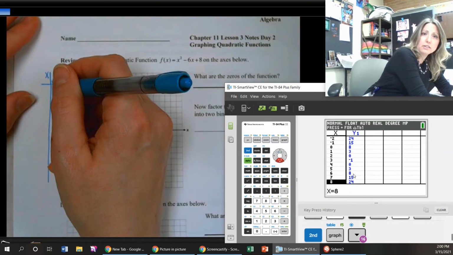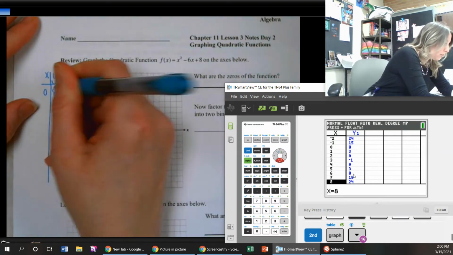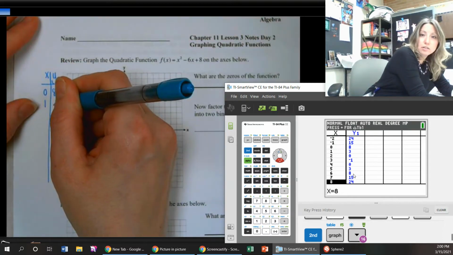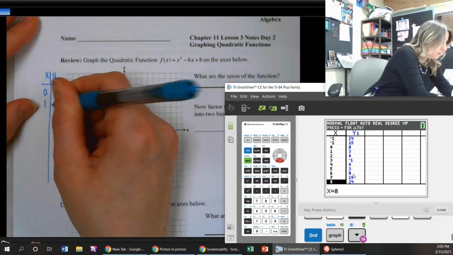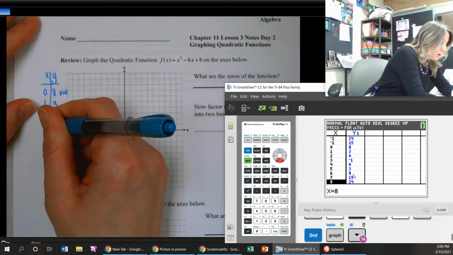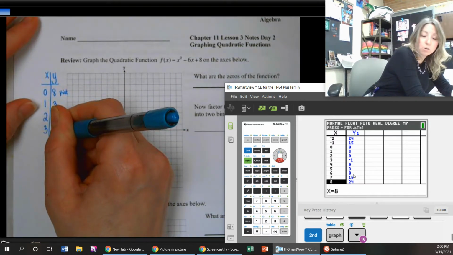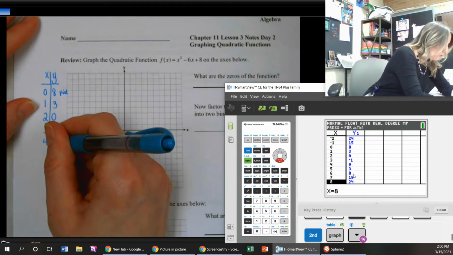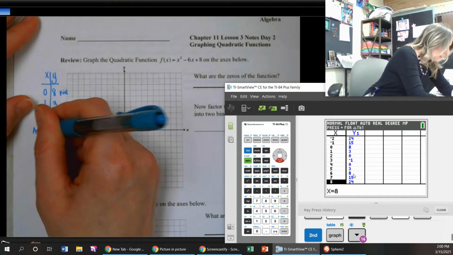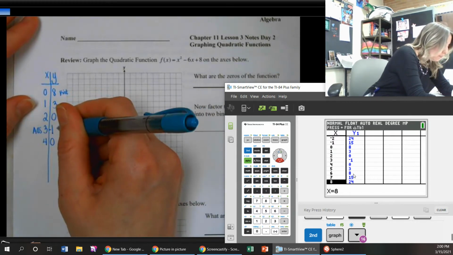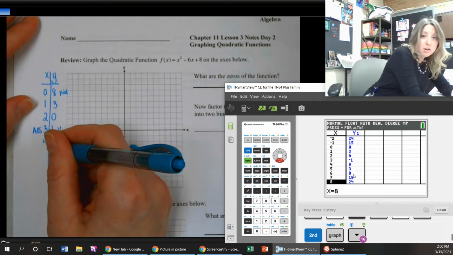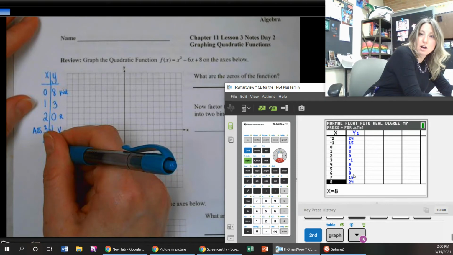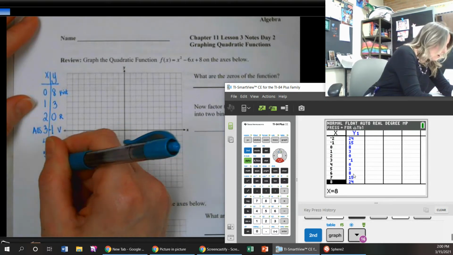Okay, and let's see, we said 0, 8, which is of course my y-intercept. And then we said 1, 3, and then we said 2, 0, and then 3, negative 1, that's right, because we're below. And then back again, 4, 0. This was my axis of symmetry, x equals 3, and my turning point, 3, negative 1. And then 4, 0, there's a root. 2, 0 was a root. And then we've got 5, 3, and 6, 8.